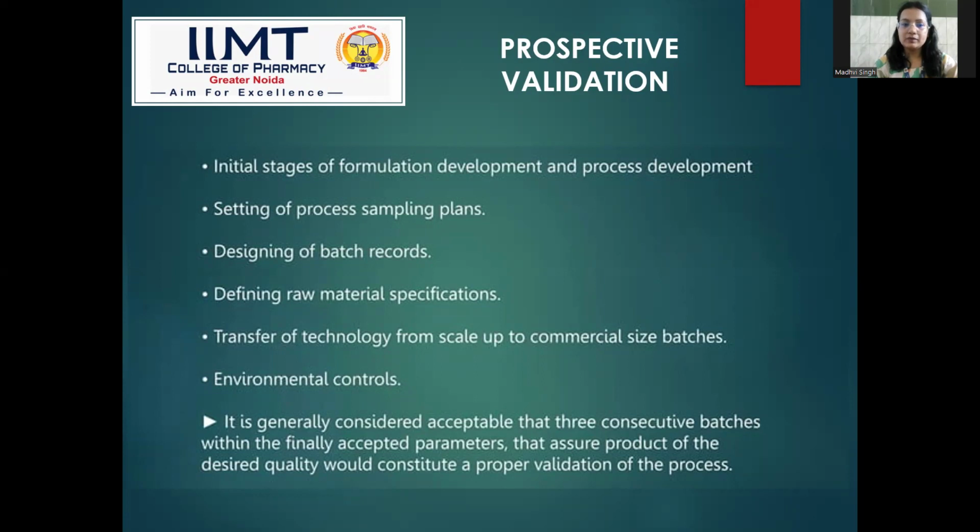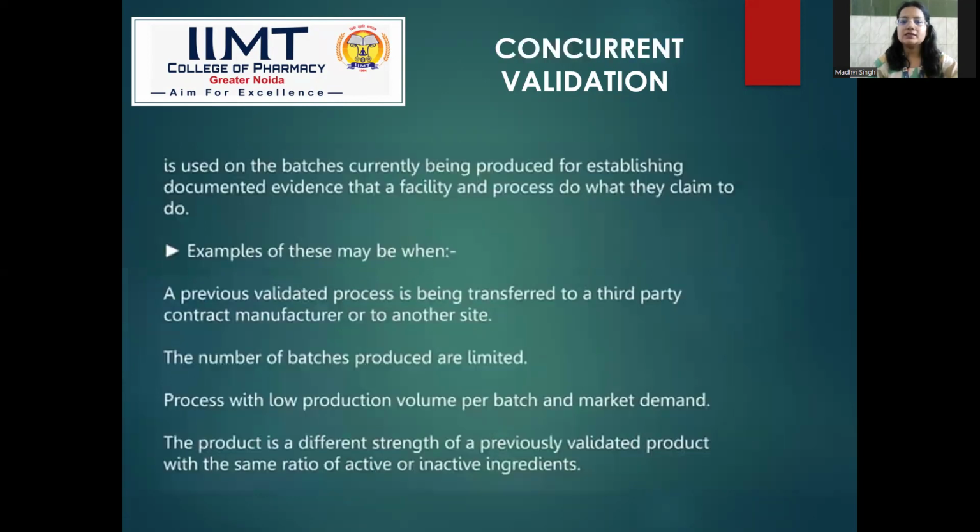It involves process sampling plans, designing of batch record, defining raw material specification, transfer of technology from scale up, the batch scale, to commercial size batches, environmental controls. So the prospective validation is considered acceptable when 3 consecutive batches within the final accepted parameters assure product of the desired quality, which constitute a proper validation of the process. Next is concurrent validation. Concurrent validation is used for the particular batch currently being produced.